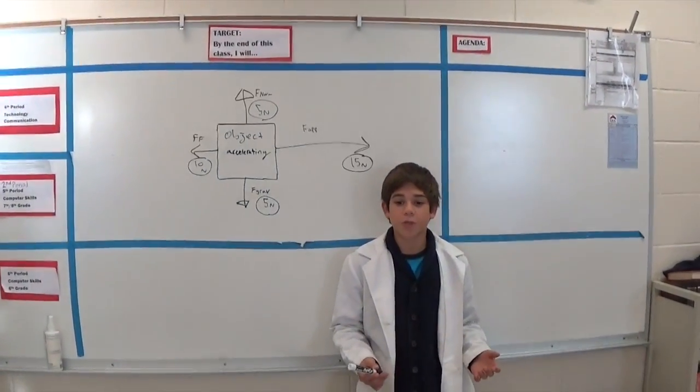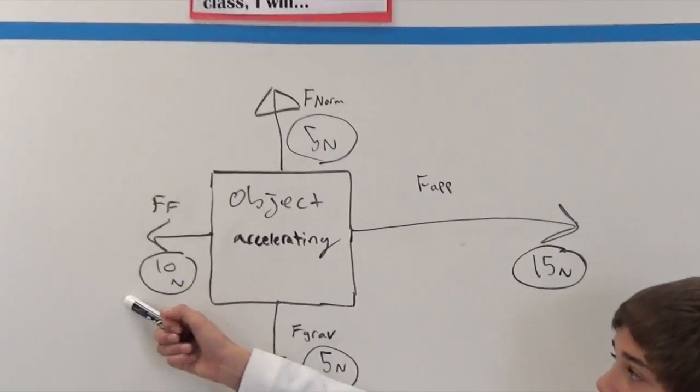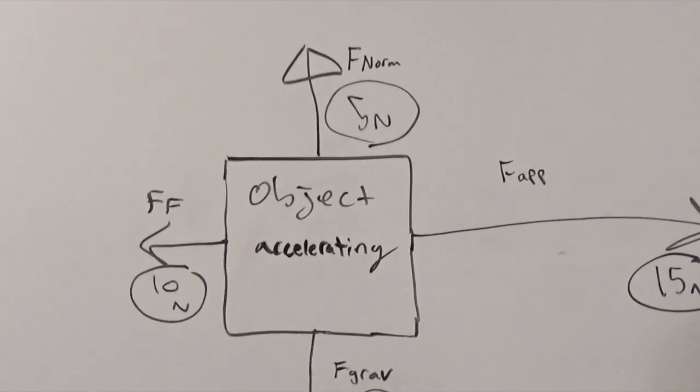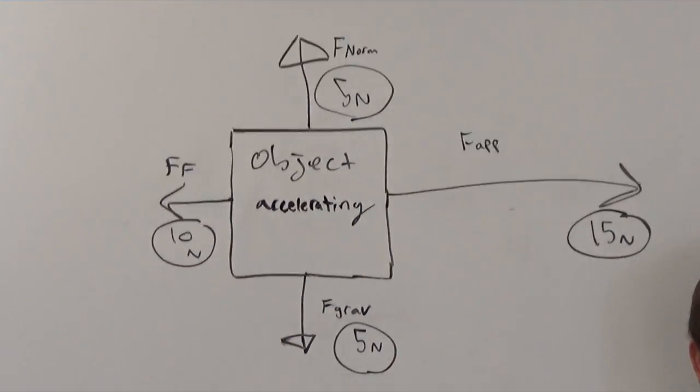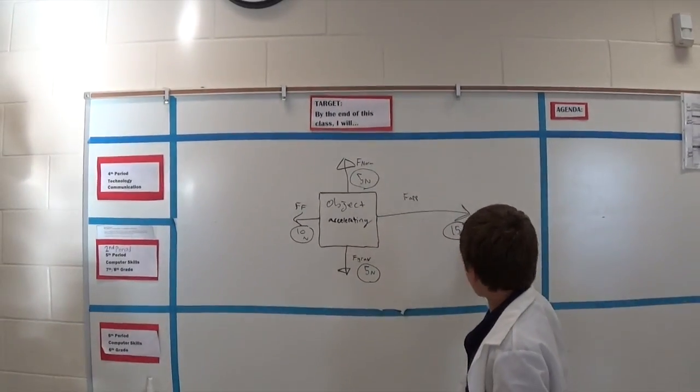This one represents an object moving at an accelerated rate, as depicted by the longer arrow pointing to the right and the shorter arrow pointing to the left. This signifies unbalanced forces, so the object is moving faster and accelerating to the right by 5 newtons.